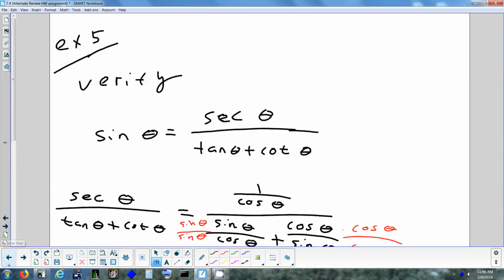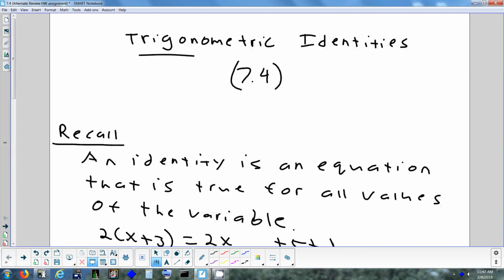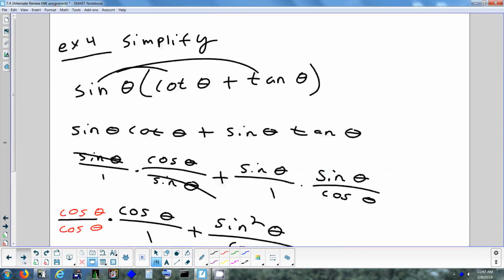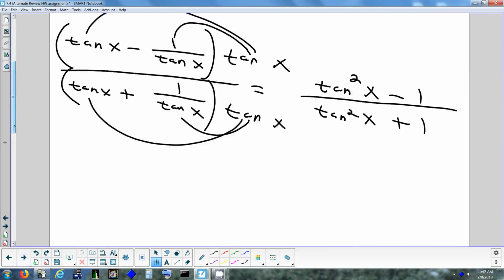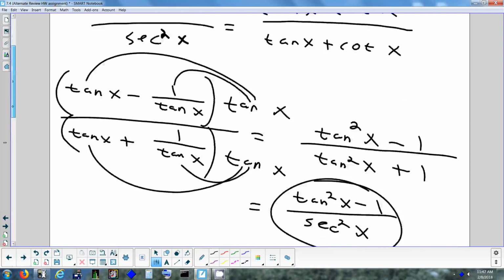It's secant squared. At this point, all you have to do is recognize this identity. 1 plus tangent squared is secant squared. You don't have to prove why that's true. But that's an identity. You can just work with it. Okay, so let's go back to what we had. So tangent squared plus 1, 1 plus tangent squared, that's the same thing. Turns the bottom into secant squared. And the top, tangent squared minus 1, and we're done.